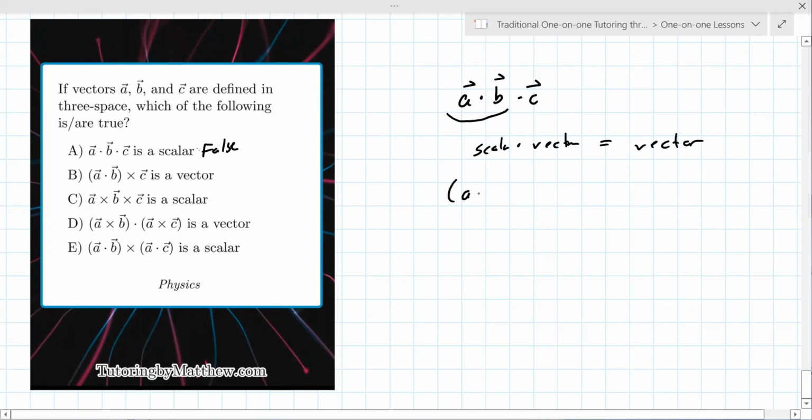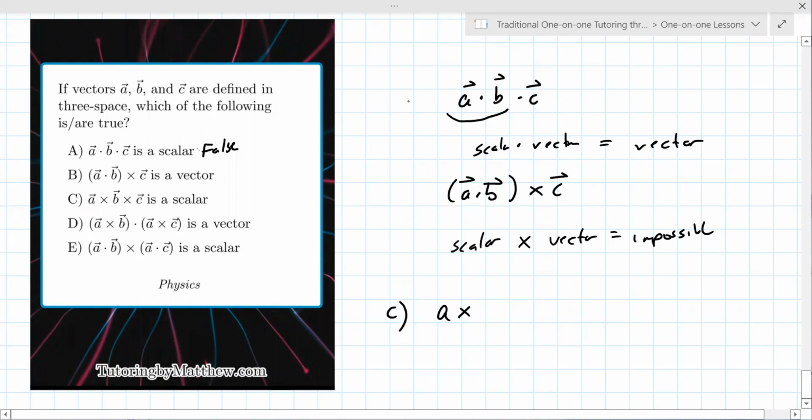Now the next one says A dot B cross C. Again, A dot B is a scalar. You cannot cross a scalar with a vector. This is impossible. Just want to make sure that's clear, because it kind of looks like it could work, but it doesn't.